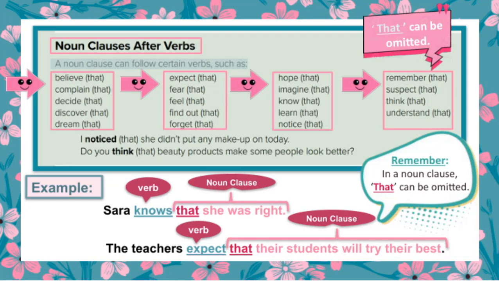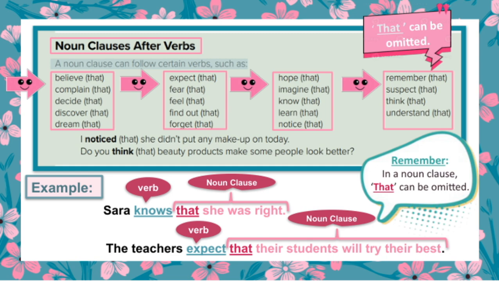All right, let's talk about noun clauses. Now, a key thing to remember is that in a noun clause, the word that can sometimes be omitted. For example, in the sentence, the teachers expect that their students will try their best, the clause that their students will try their best is a noun clause. But often we can leave out that and say the teachers expect their students will try their best, and it still makes sense.